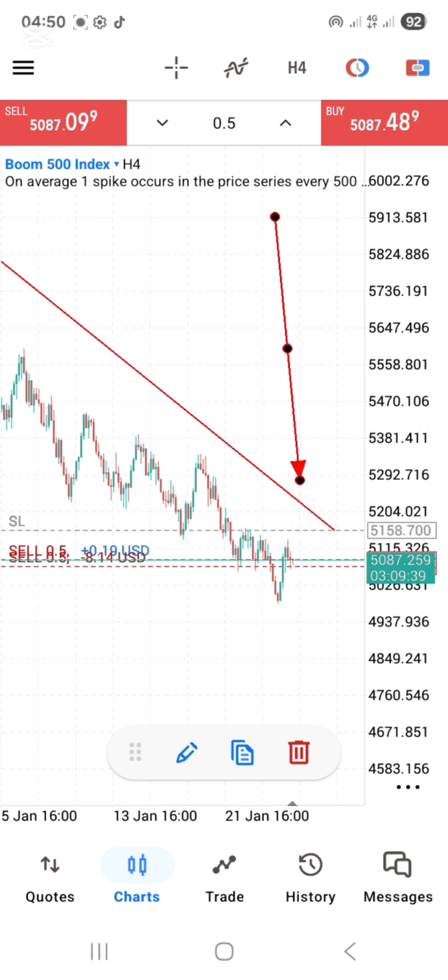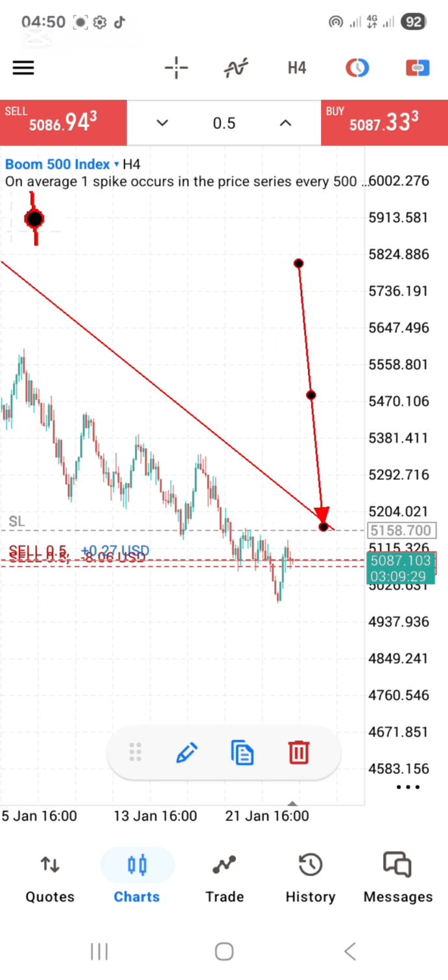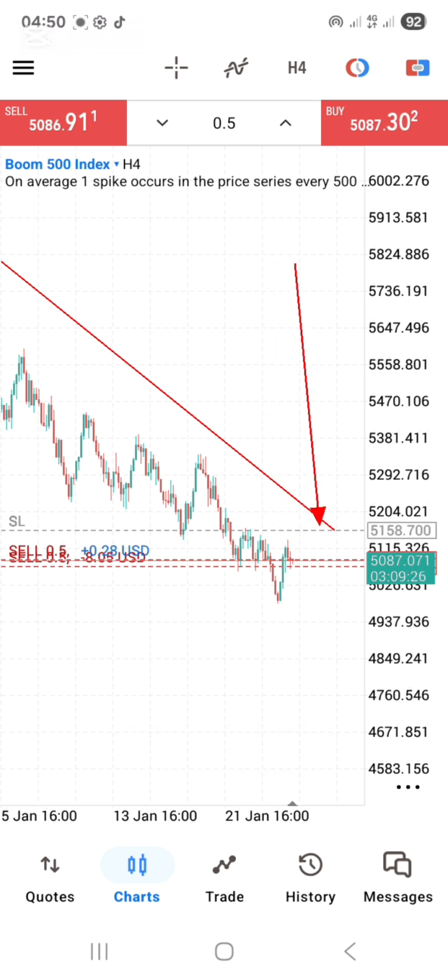I've only entered two positions so far. You can see I've placed my stop loss right above here. I didn't put TPs. I watch the market. When I'm seeing signs of rejection, then I close my trade. So these are the entries that I'm showing you right now, and I'm going to be monitoring the market.